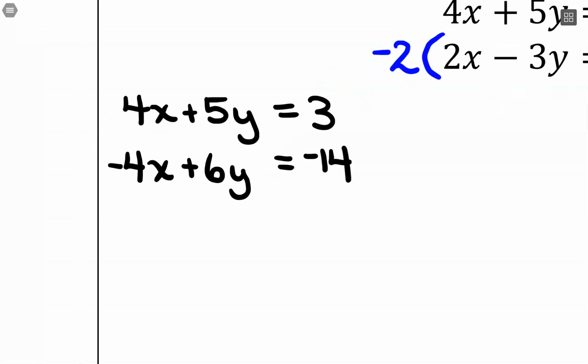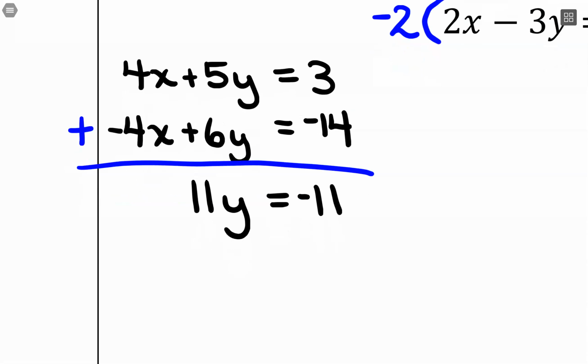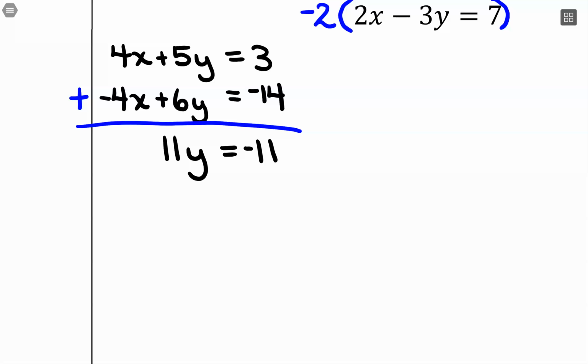And now, if I add my 2 equations together, the x's cancel out, so 4x plus a negative 4x will just turn into 0, which is exactly what we want. 5y plus 6y is 11y. 3 plus a negative 14 is a negative 11. And then we'll go ahead and divide by 11, so y is going to be a negative 1.